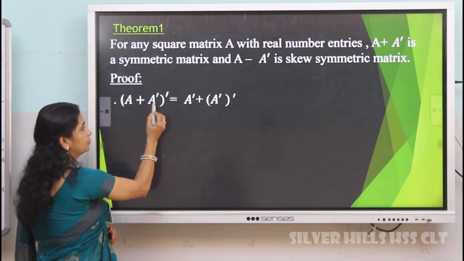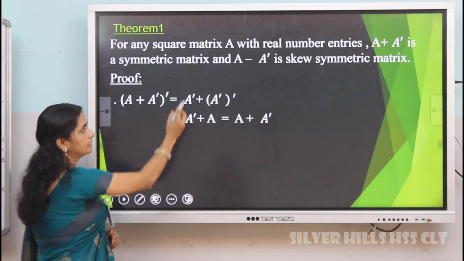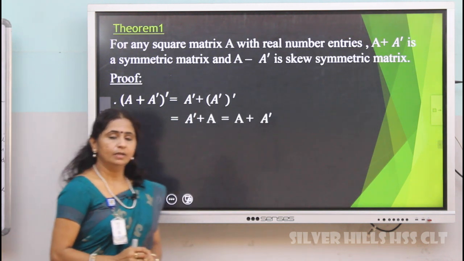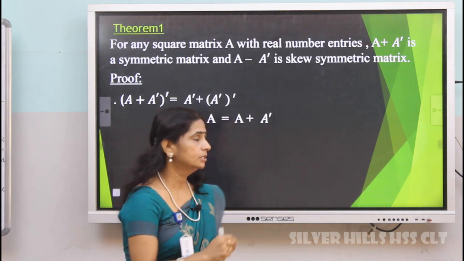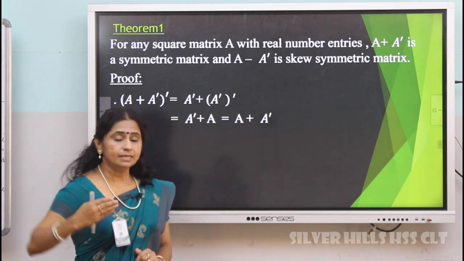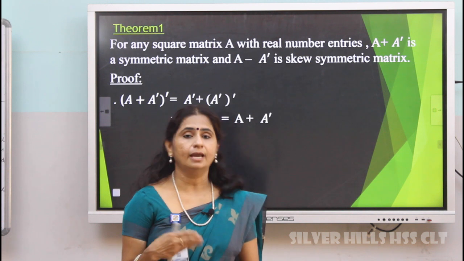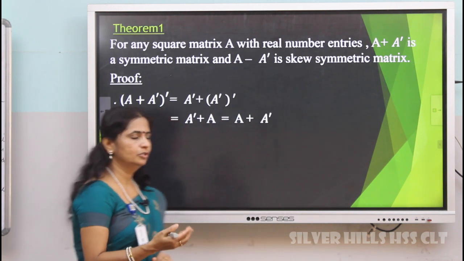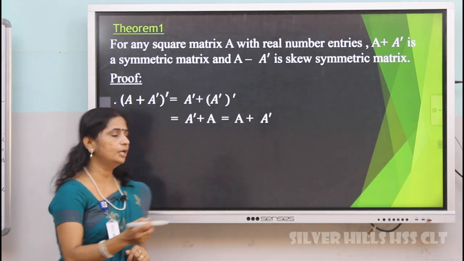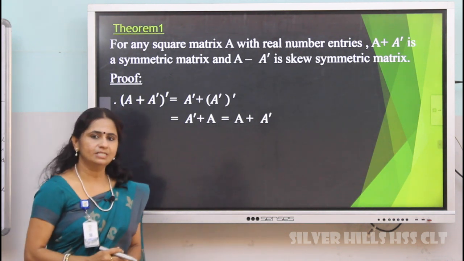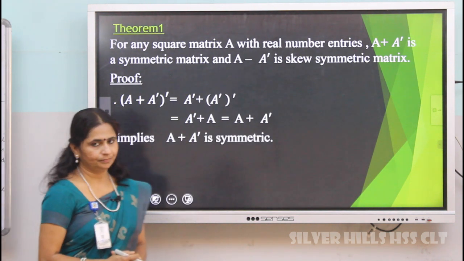Therefore, this becomes A transpose plus the transpose of A transpose, which by property 1 of the transpose is A. Since matrix addition is commutative, A transpose plus A can be written as A plus A transpose. So, you have proved that the transpose of A plus A transpose is equal to A plus A transpose itself, which means A plus A transpose is symmetric.